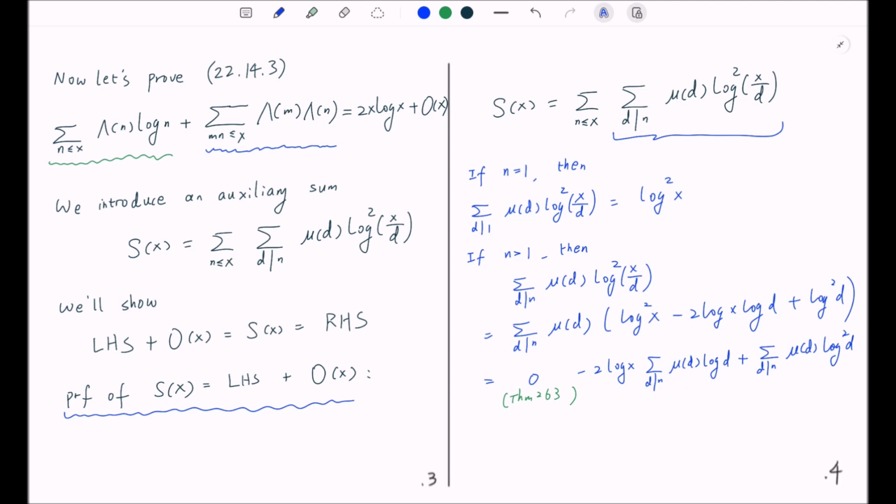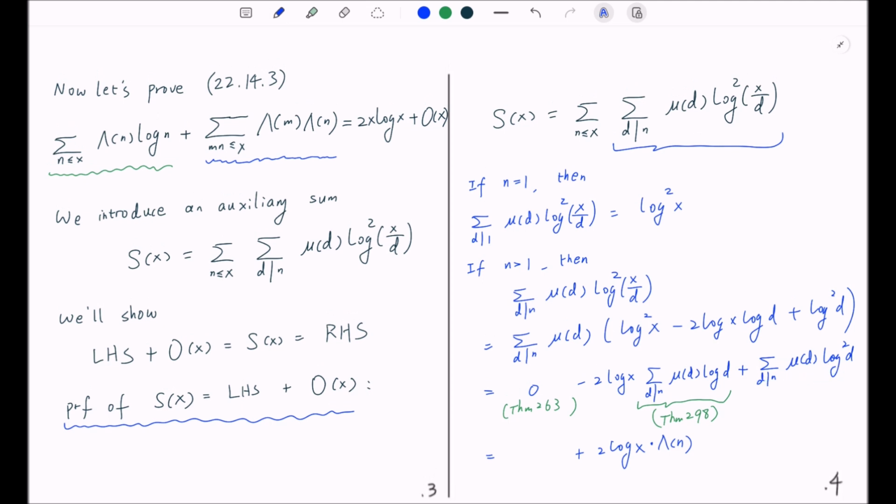Does this term look familiar to you? This guy also appears in our previous section of the video series. Actually, this is theorem 298. By theorem 298, this guy is actually equal to negative lambda of n, and there's also a negative sign in the front. So in total, the second term becomes positive twice log of x times lambda of n. So that is the second term. And we will keep the third term as it is.